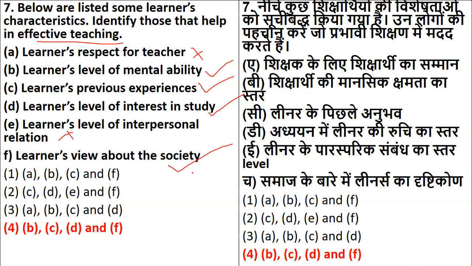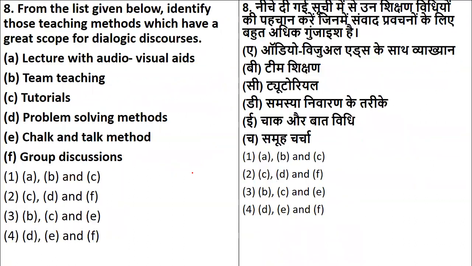So on average we have done almost 50% of the answers. You should be able to score well till now. Let's see what the other 50% tells. From the list given below, identify those teaching methods which have a great scope for dialogic discourses.